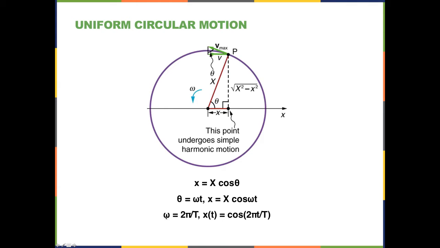And if we look at the angular velocity as a function of the period, then we can convert this formula into x at any time t is equal to the amplitude times the cosine of 2 pi t divided by the period. And this is the formula that we need to keep in mind as we look at calculations in this way.